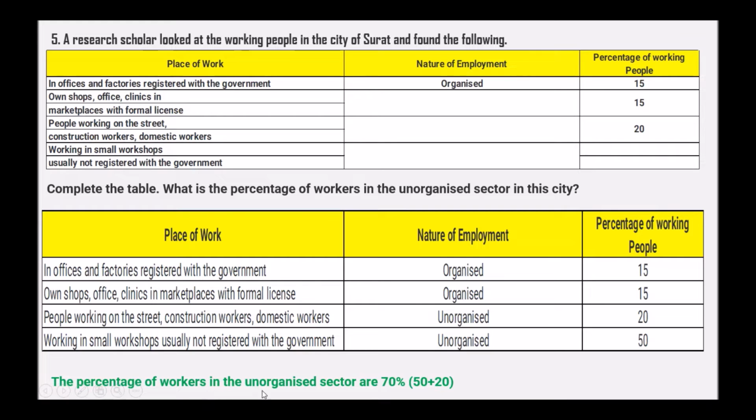So the percentage of workers in the unorganized sector is 70%, that is 20 plus 50. That is, 70% of people are working in unorganized sectors.